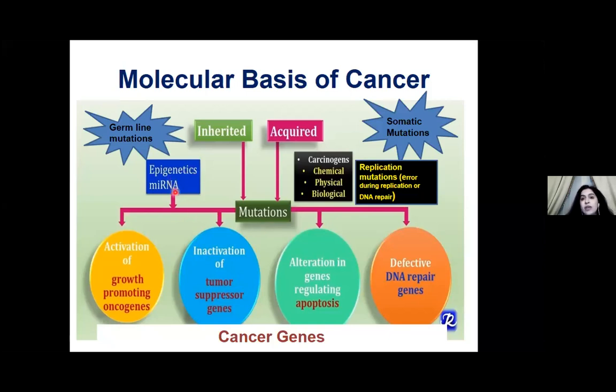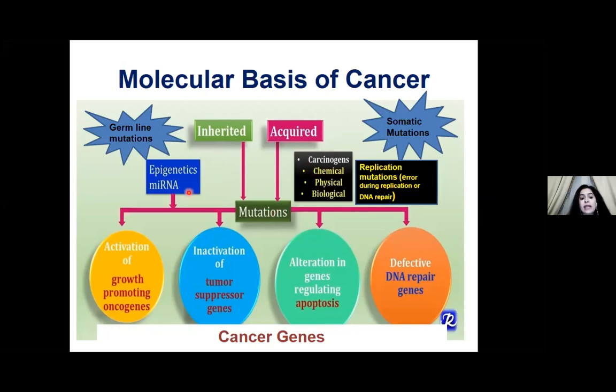Epigenetics and microRNA are not considered mutations. Mutation means change in the sequence of the DNA. So all these factors led to cancer because they changed the sequence of the DNA. So they resulted in activation of an oncogene, which is a growth promoting protein, or inactivation of a tumor suppressor gene, or alteration in the genes needed for apoptosis, or defective DNA repair genes. All these are mutations, whether they are acquired or inherited.